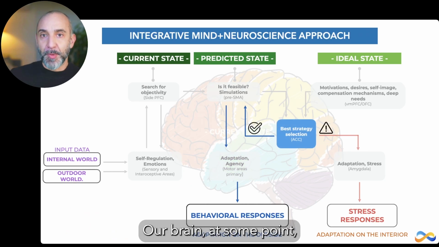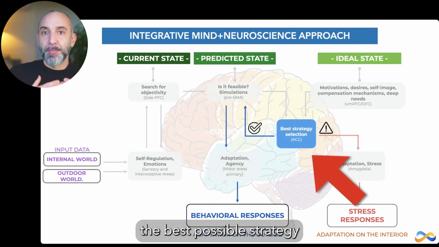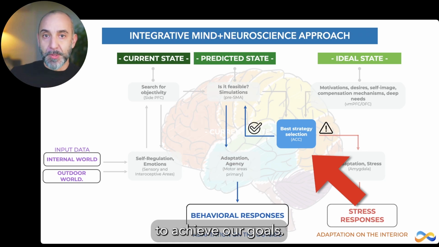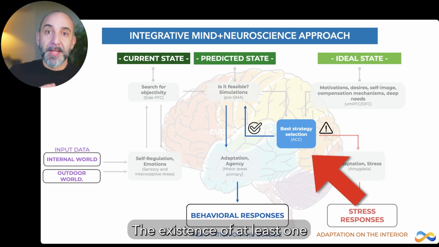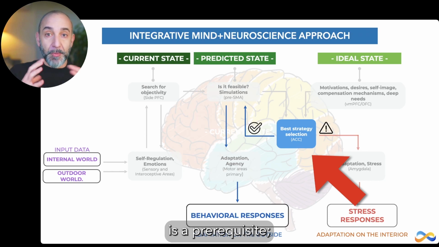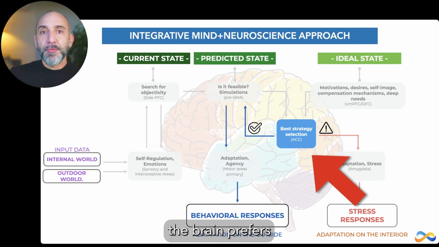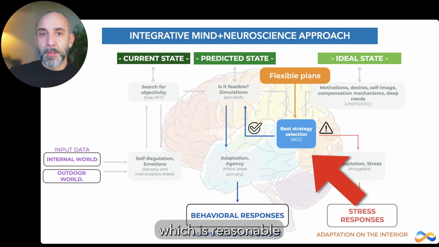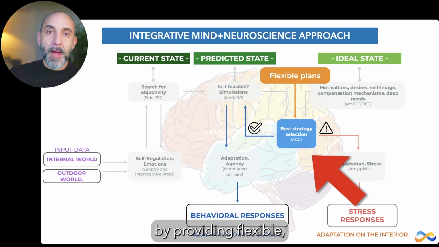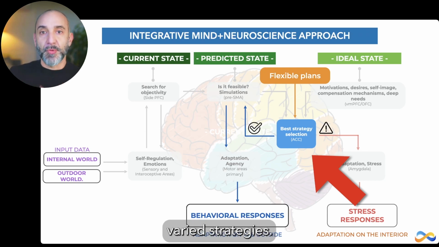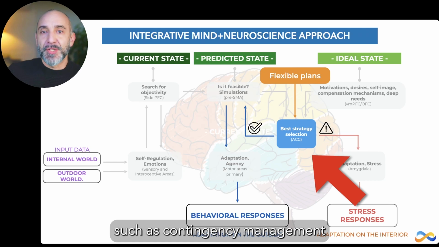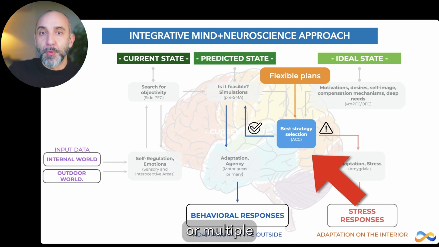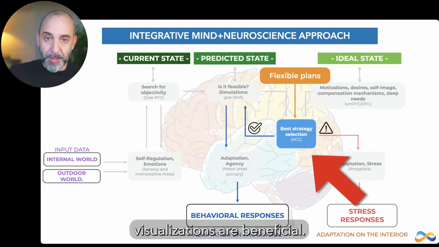Our brain, at some point, tries to choose the best possible strategy to achieve our goals. The existence of at least one viable strategy is a prerequisite. The brain prefers to have multiple options, each with varying degrees of flexibility. This approach, which is reasonable and logical, increases our chances of success by providing flexible, varied strategies. Techniques such as contingency management or multiple visualizations are beneficial.